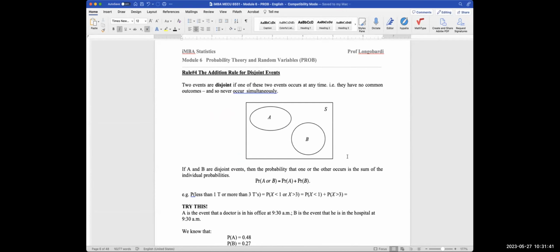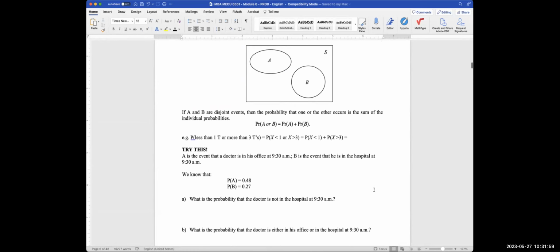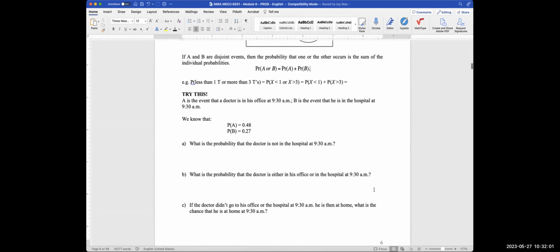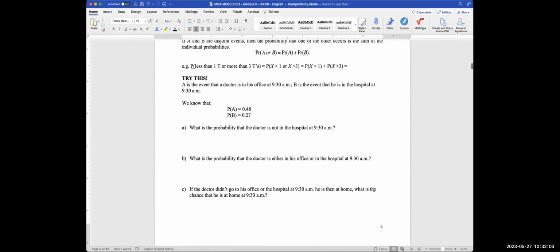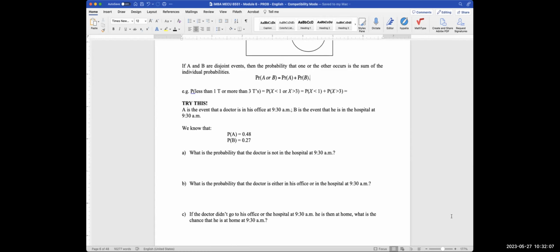Then there's the rule of disjoint events. So if events are disjoint, then you can calculate their union by just adding their probabilities together. And then I have an exercise here to test you on the first few rules. So why don't you guys try this and get a glass of water. So try this exercise here.